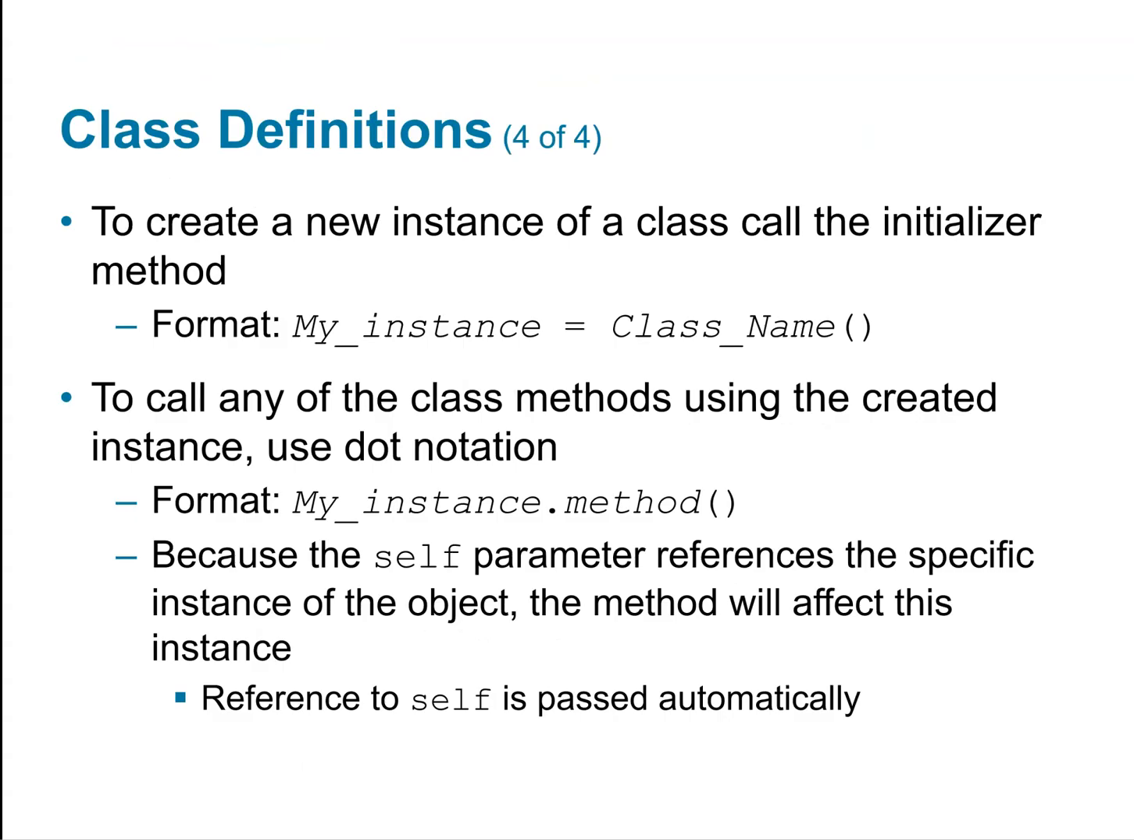But first, to create a new instance of a class, call the initializer method. Format: myInstance equals class name. To call any of the class methods using the created instance, use the dot notation. Because self parameters reference the specified instance of the object, the method will affect this instance. The reference to self is passed automatically when you call a method. Here it would pass myInstance as self.